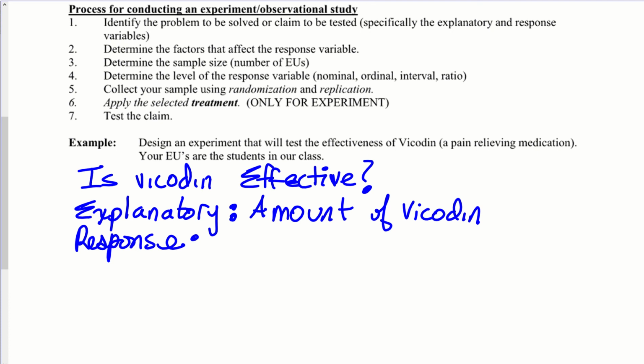A lot of room for your perception to come into play here, because pain's kind of an iffy topic, right? So amount of pain, change in pain, you can go in a couple of different directions with this. I'll say amount of pain.